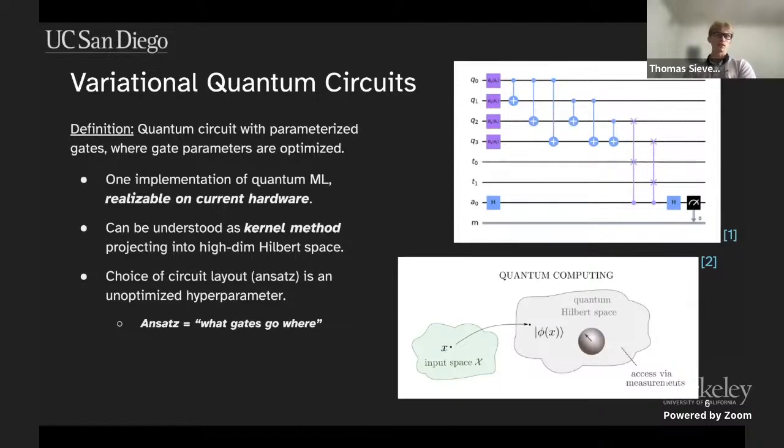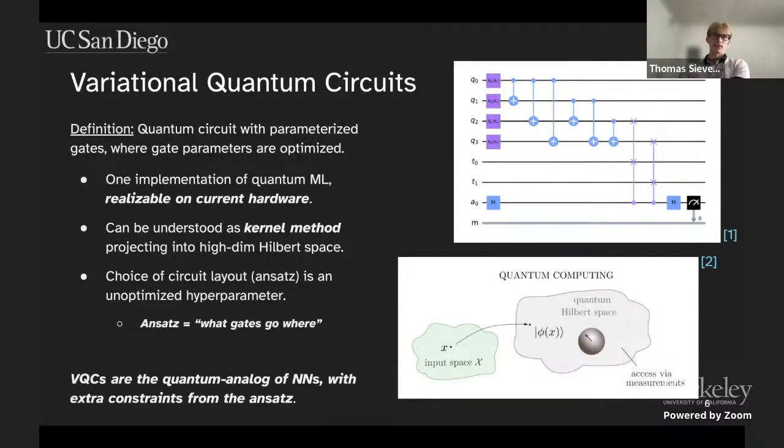The real downside of variational quantum circuits is they have something called the ansatz, which is the circuit layout. And it's a completely unoptimized hyperparameter. In my head, I think of ansatz as basically what gates go where. In the circuit in the upper right, those purple gates have angle parameters that we optimize, but we had to choose to put rotation gates there. And that's true for every gate we put on this quantum circuit. We have to choose to put it in a given location, and if it has a parameter, we can optimize that.